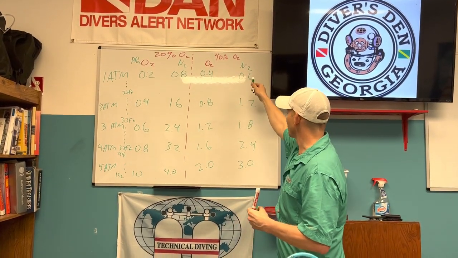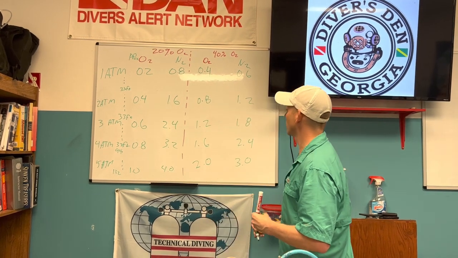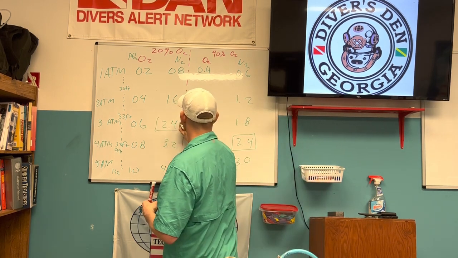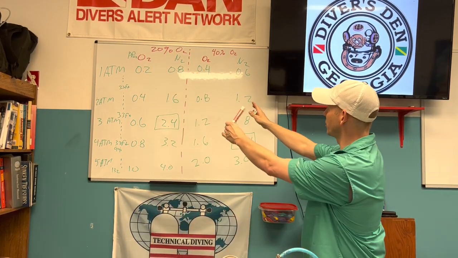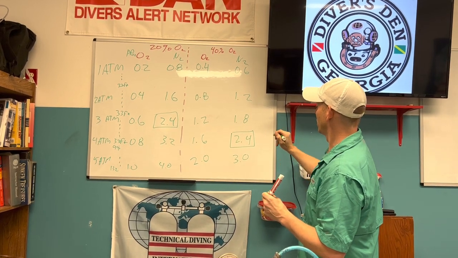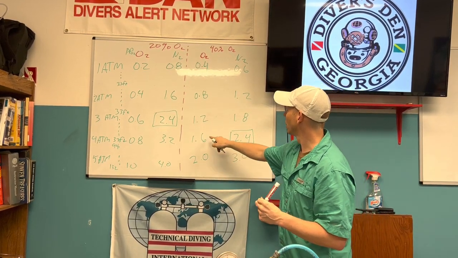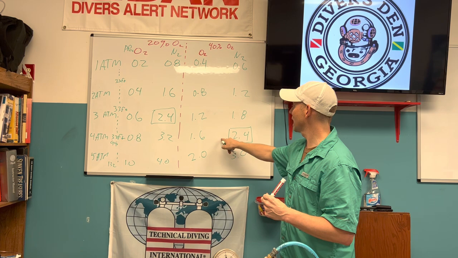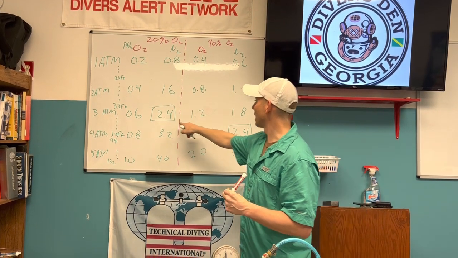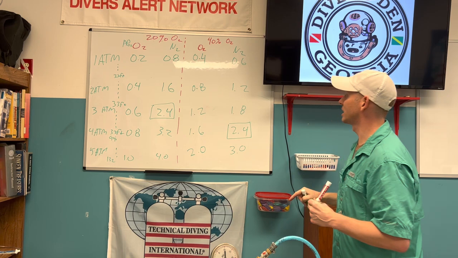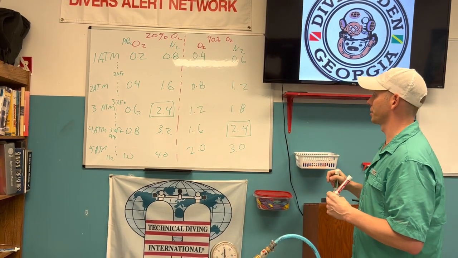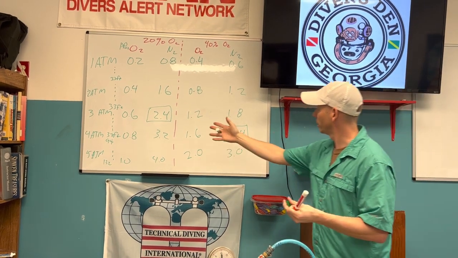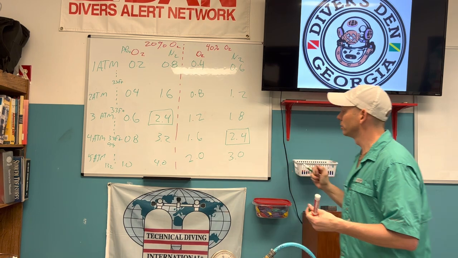If you examine the nitrogen column here, you'll note that this number and this number are identical. So diving on a 40% mix at 99 feet is the exact same, as far as nitrogen exposure is concerned, as diving at 66 feet on a 20% mix. That's great, right? That's how we manage our nitrogen. That's it.